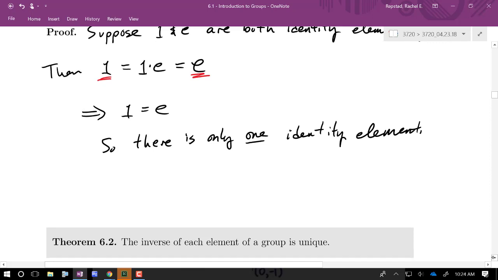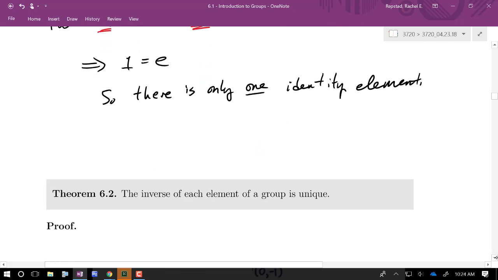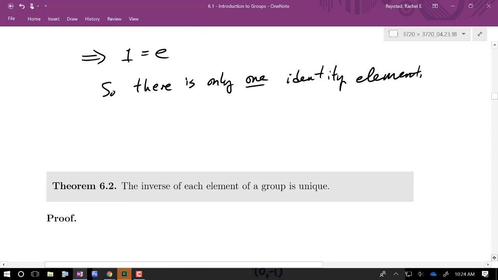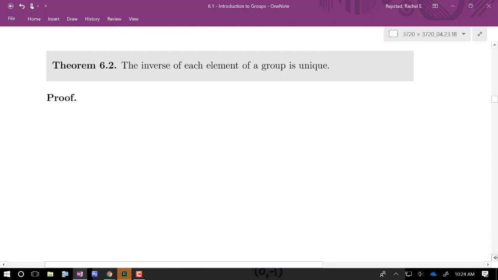So we know that a group has to have an identity, and we showed that there's only one. Now we're going to work with another one of those axioms that said that every element has an inverse, and as it turns out, each inverse has but one. Each element has but one inverse, right? The inverse of each element in a group is unique. And we're going to approach it kind of the same way.